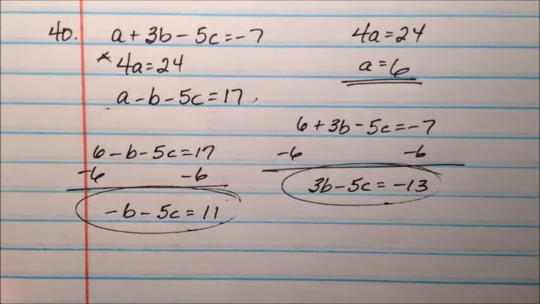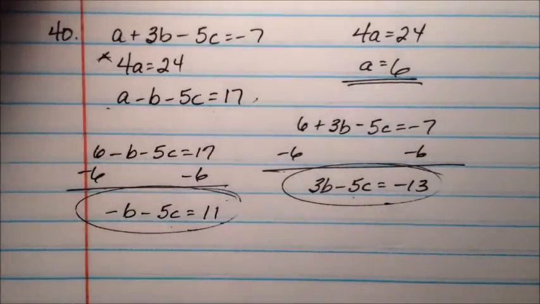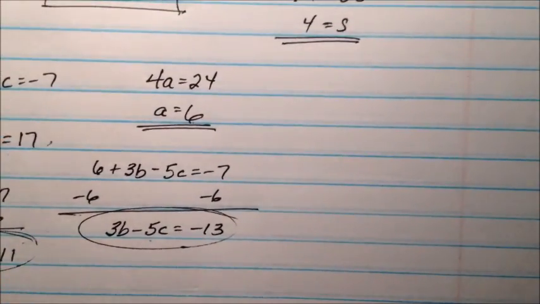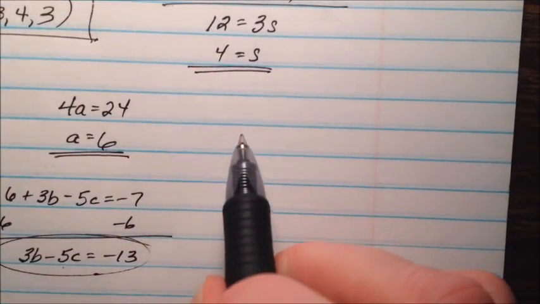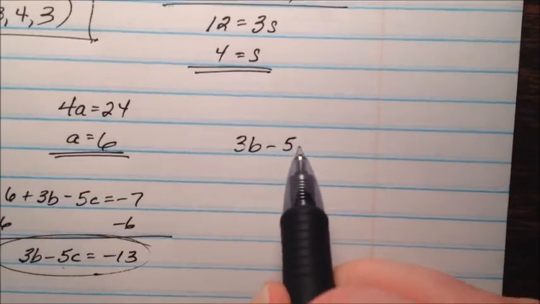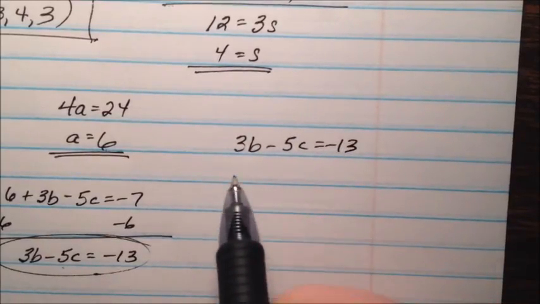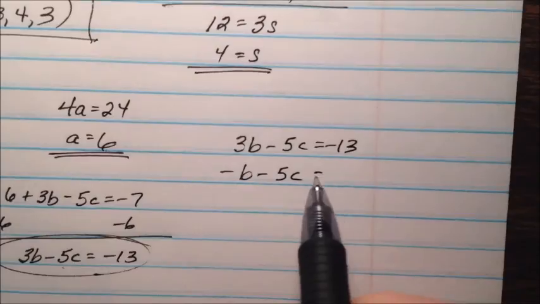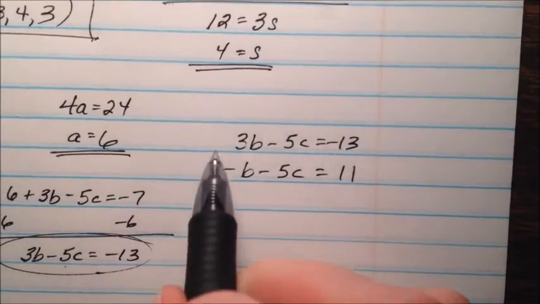So we have these two equations now. Notice two equations, and they both have B and C. So it looks like we could put these together and use elimination on them. So here's what I'm going to do. I'm just going to rewrite them and stack them. So there was the first one, and here's the second one.